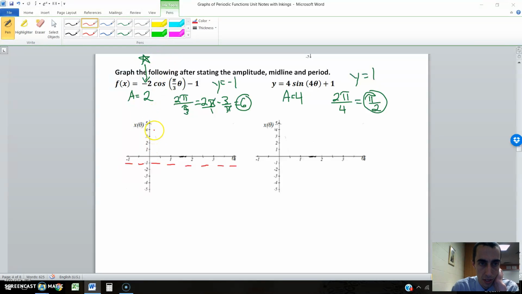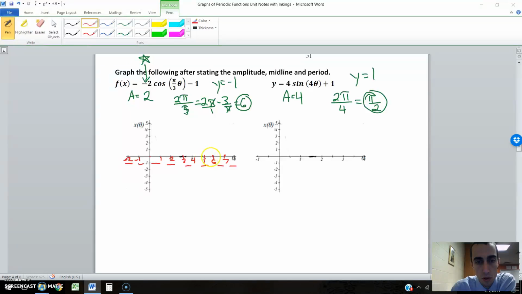Now, remember that this is a cosine graph, amplitude of 2, and a period of 6. So what we're going to need to do here is change this up just a little bit. I'm going to want to have my x-axis go by this way. I'm just doubling those x values there. This would be negative 1, negative 2.